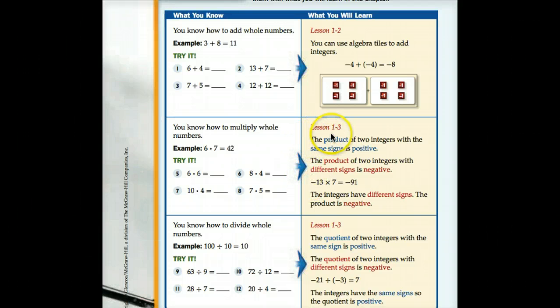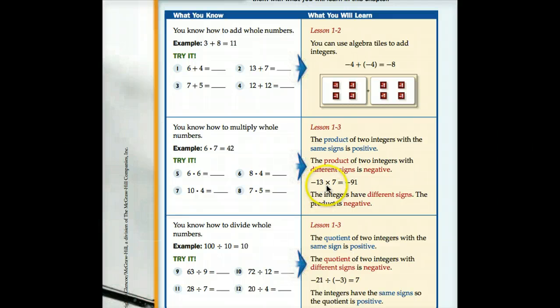Okay, in Lesson 1-3, we're going to learn that the product, you know what a product is? Look over here. What operation were you performing? There's a clue. It is a multiplication problem. The product of 2 integers with the same signs is positive. So we're going to practice that a little bit in Lesson 1-3. We're also going to practice the product of 2 integers with different signs is negative.